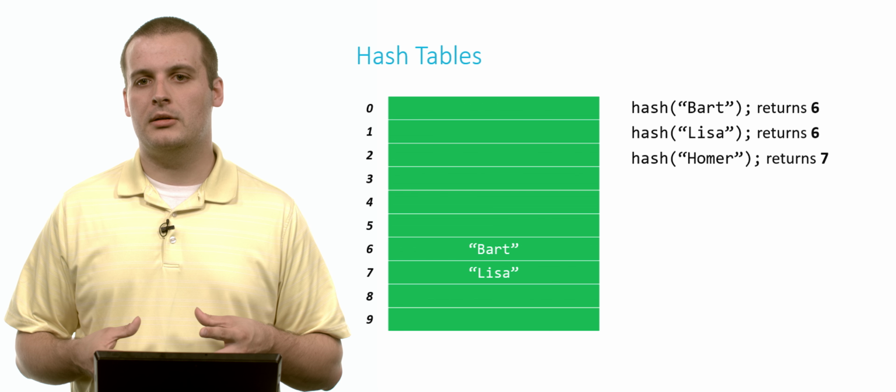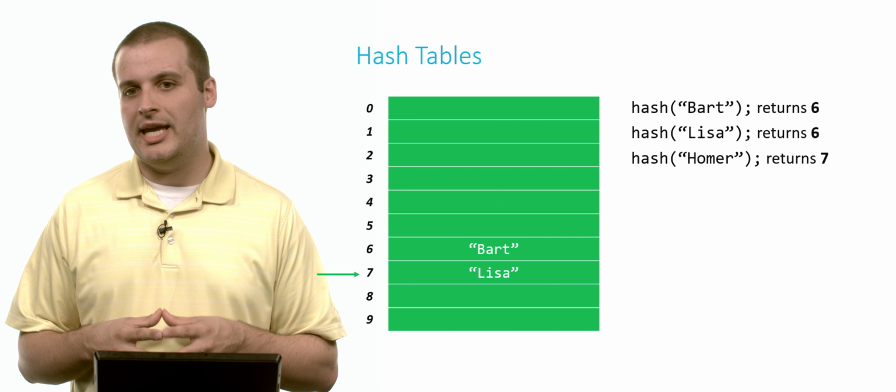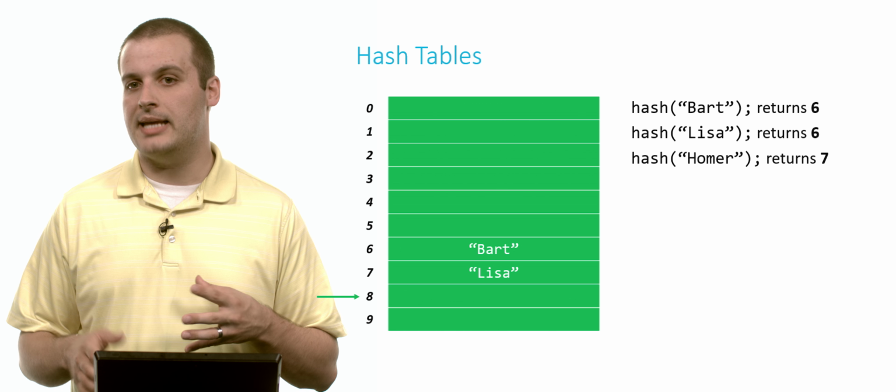Now we hash Homer, and we get 7. OK, well, we know that 7's full now, so we can't put Homer there. So let's go to 8. Is 8 available?